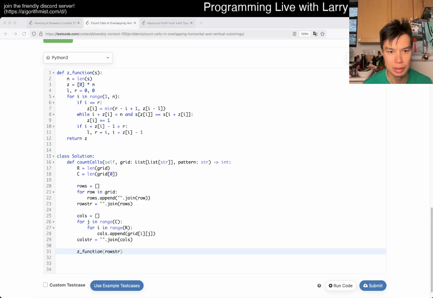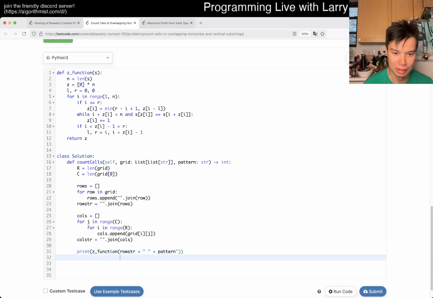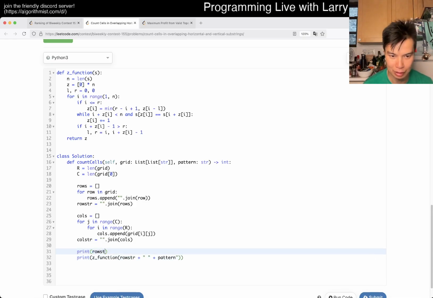Wait, am I thinking about Z function? It's the wrong one, isn't it? Oh no, it's not. But it's been a while. I'm a little bit rusty. I was like, shouldn't you enter something? But no, it's just this plus pattern, right? So okay, let's just print it out. I forget how precise it is.